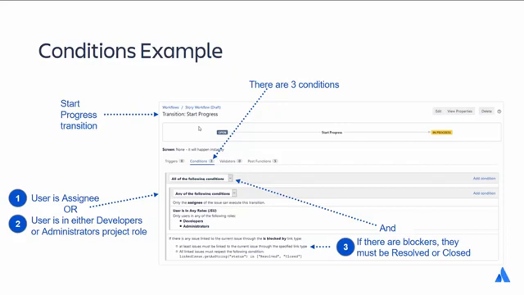But then we look at the outer grouping, which says that all of the following conditions must be true. This means that in addition to the above, the third condition validates existing issue links. If issue links of the specific link type exist, namely is blocked by, then Jira checks whether they respect the constraint that their status must be in resolved or closed.